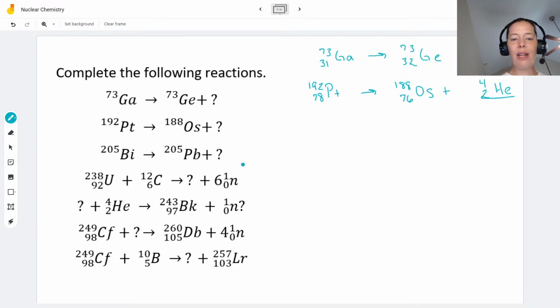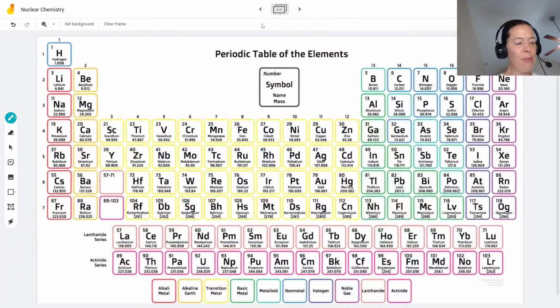Okay, let's go on to our next reaction. So we've got 205. This is bismuth, and we are going to go to still 205, but now we've got lead. And again, we've got a blank to fill here. So let's go ahead and get atomic numbers. All right, so bismuth.